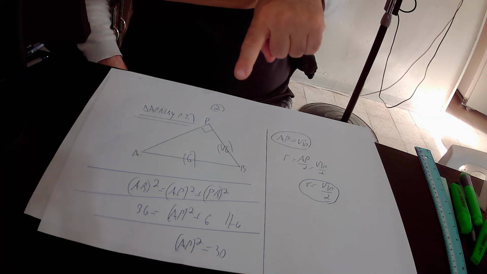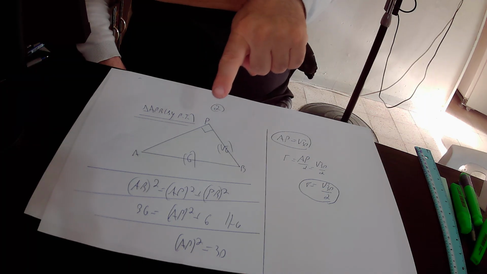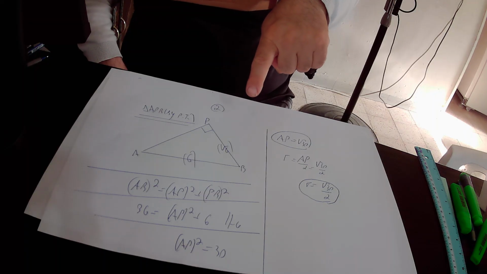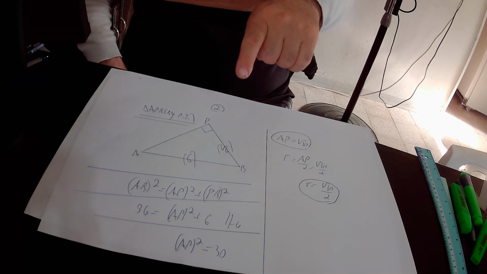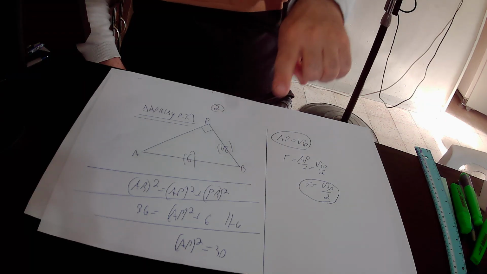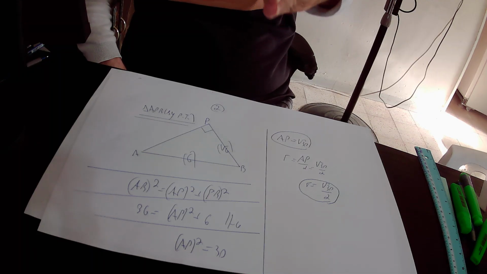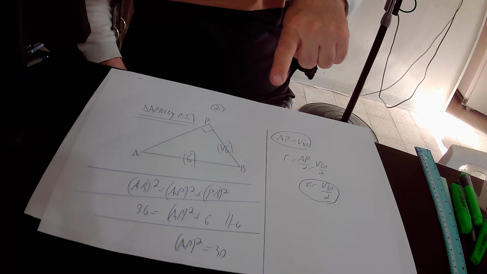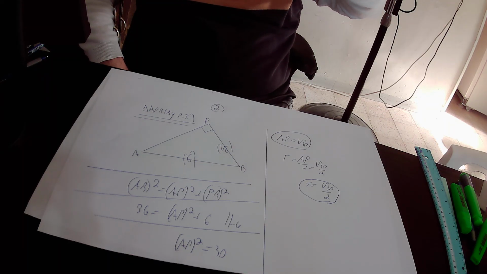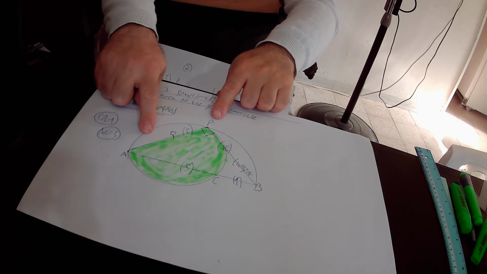AB is 6, therefore AB squared is 6 squared, that is 36, and it is equal to AP squared. AP is the missing side, so we leave it as it is, plus PB squared. PB is the square root of 6, therefore PB squared is the square root of 6 squared, which is 6. So in conclusion, 36 equals AP squared plus 6. We subtract 6 from this equation, and finally find that AP squared equals 36 minus 6, which is 30. So AP squared equals 30. We took the root of this equation and finally found that the missing side AP equals the square root of 30 units. This is the missing side AP.